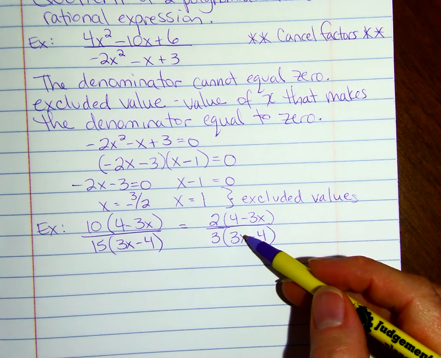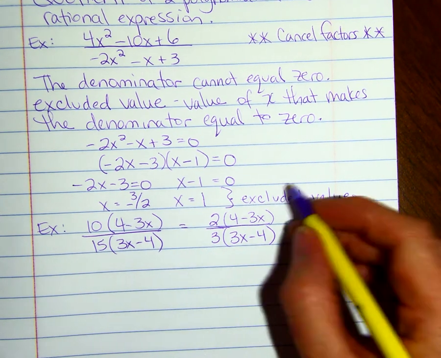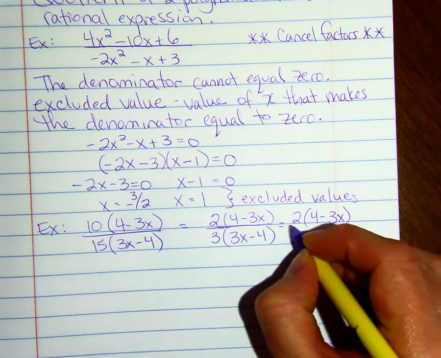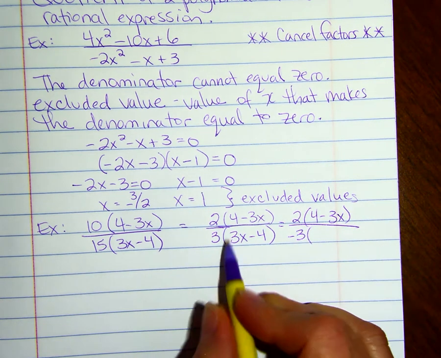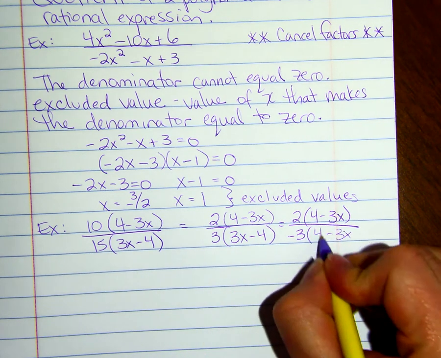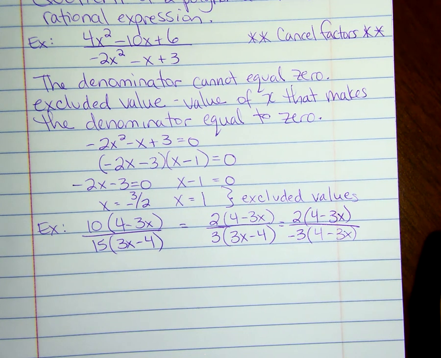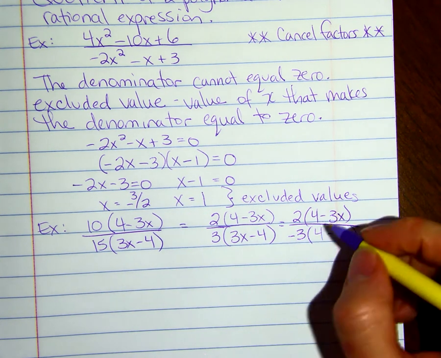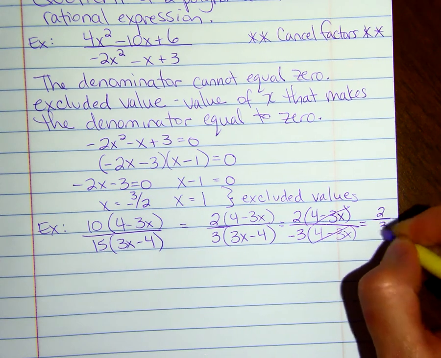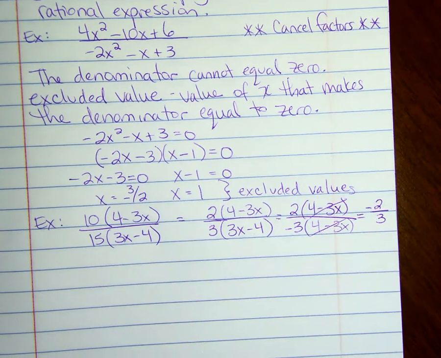If I take a negative 1 out of the denominator, we'll just take it out of the denominator. So if I factor out a negative 1, that will be a negative 3 out here. This becomes a minus 3x, and this one becomes a 4. Now they're the same, and I can cancel the 4 minus 3x, and I get negative 2/3. So this particular quotient equals negative 2/3.